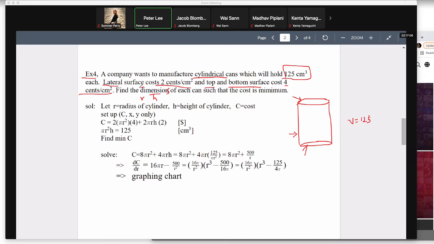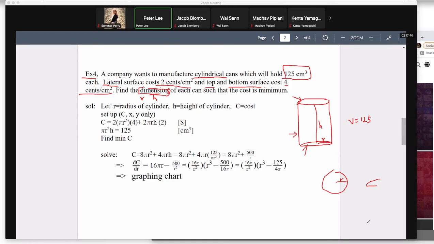The dimensions could mean many things in math. But when it comes to a cylinder, we talk about the radius R and the height H. We call these dimensions. If you have a circle, then the radius is a dimension. If you have a sphere, then we call the radius a dimension. So dimensions could mean many things. Here, radius and height are the dimensions. So find the radius and the height.